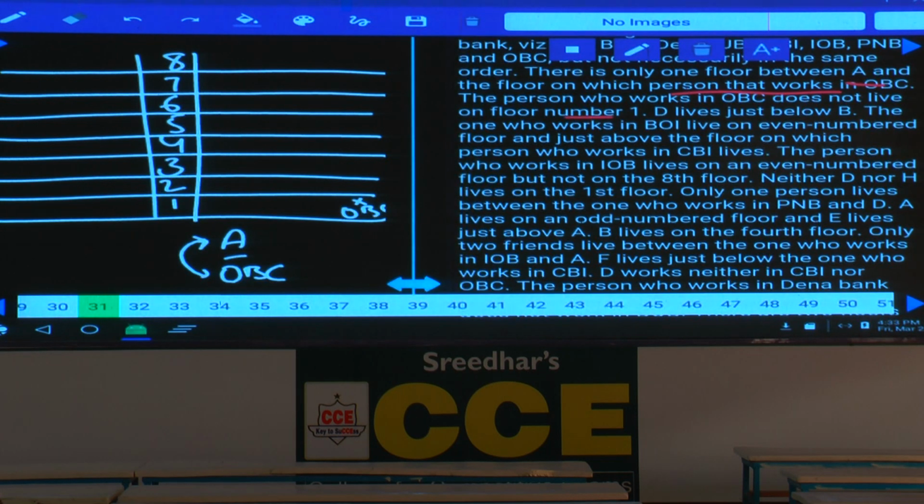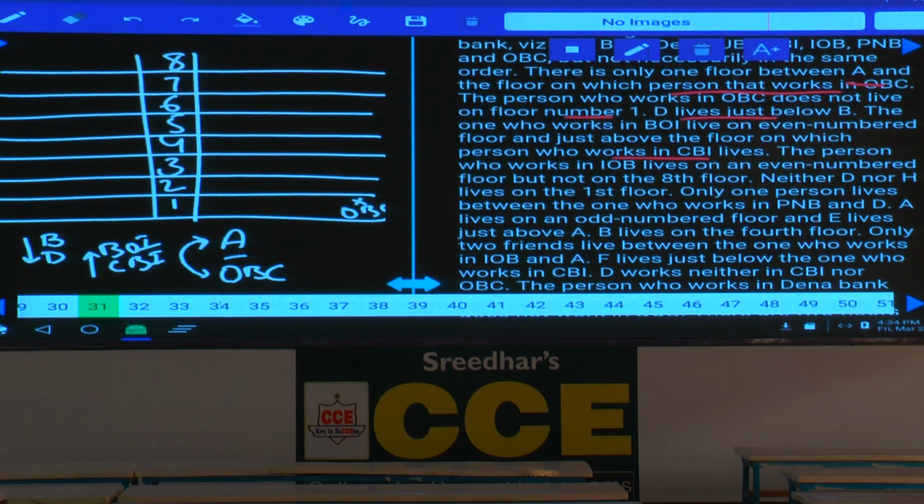Then D lives just below B. Now this D lives just below B, hence B and D must be here. And the one who works in BOI lives on an even number floor just above the floor on which CBI lies. Now BOI and CBI, Bank of India and Central Bank of India, the persons who are working in these two are like this, isn't it? Bank of India is immediately above Central Bank of India.